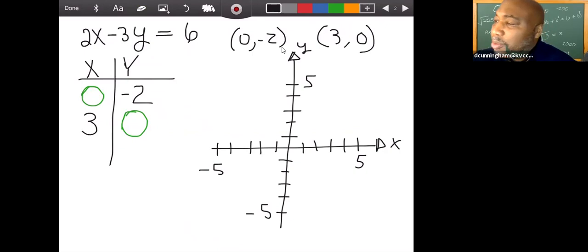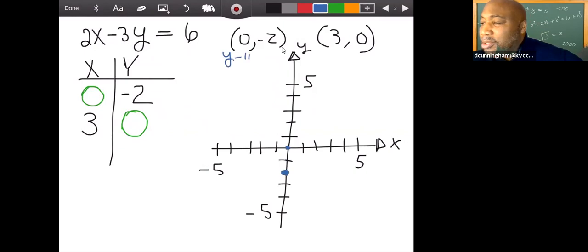Now let's plot these points. We're going to plot them in blue. So in this case, 0, -2, you start at the origin. 0 means we didn't go anywhere, and -2 means we went down 2. And that is actually on the y-axis, and this point is called the y-intercept. So this is the y-intercept because it's on the y-axis. It's not in a particular region. It's not in a quadrant.